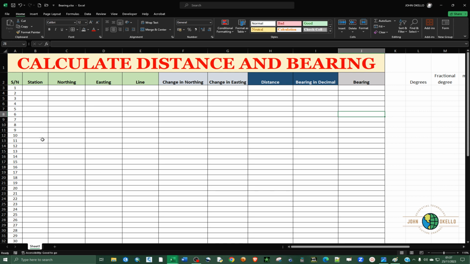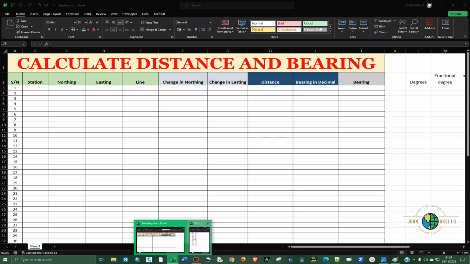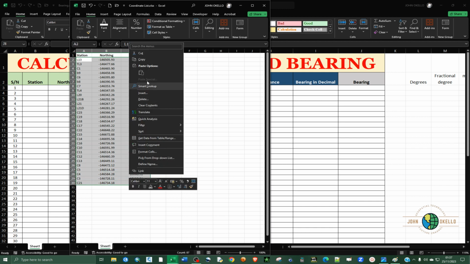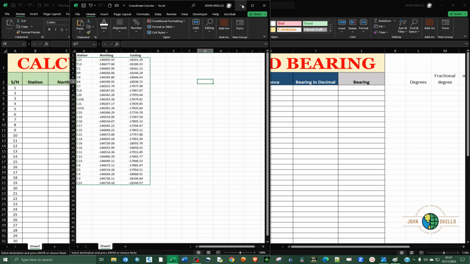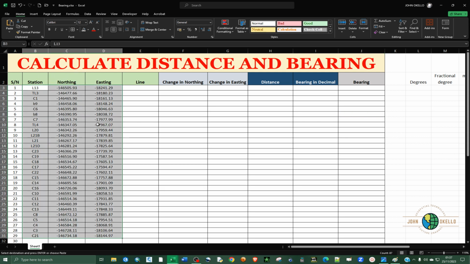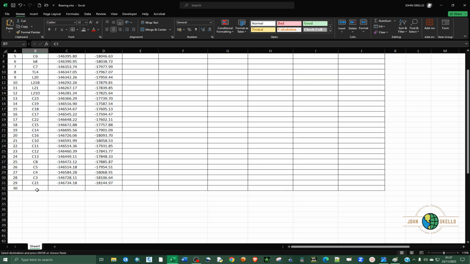We are going to start with the first column, and then second, third. So we have station, northing, and easting. These ones I already have in a separate sheet. I'm going to copy all of this data. Right click and then copy, and paste like so. So we have the station and the corresponding northing and easting values of these stations.